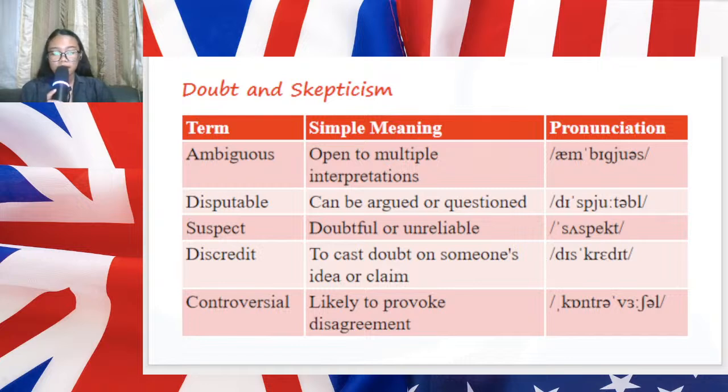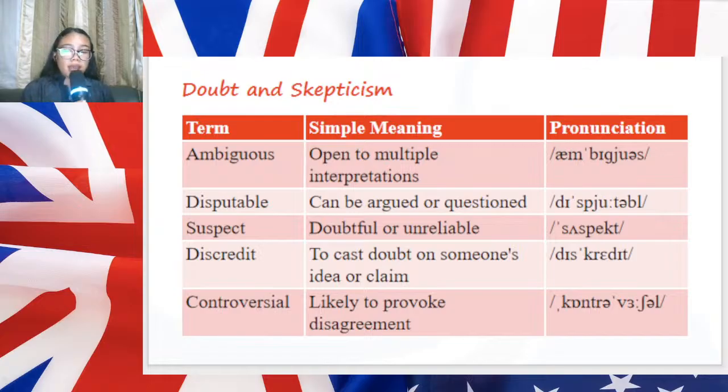So disputable refers to any idea, any claim or fact that is not universally accepted and can be openly challenged or debated. It is especially useful in academic and formal discussions where evidence and counter arguments are really important. Say for instance, if someone says technology always improves education, you might respond, that's disputable, suggesting that the claim isn't absolutely true in every case. So this word reflects critical thinking and intellectual engagement, both crucial skills for academic communication, of course.